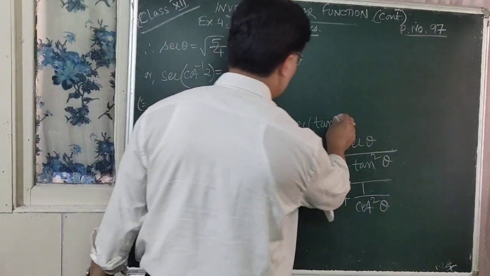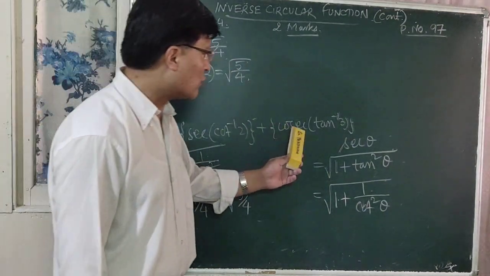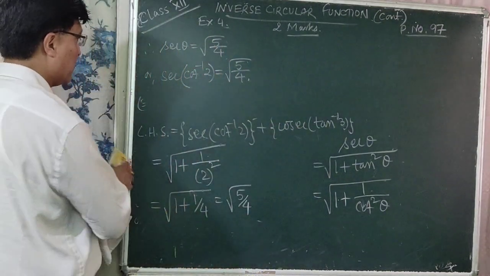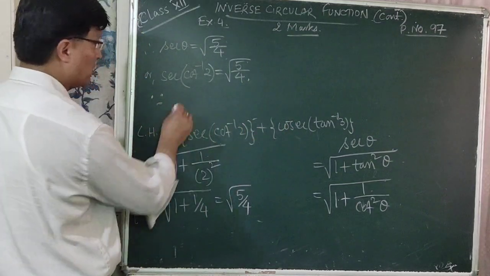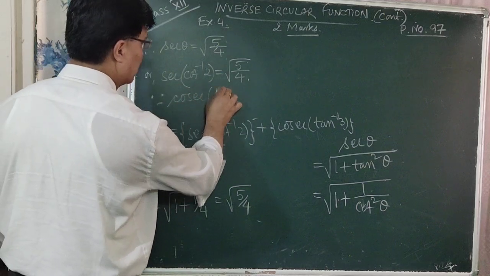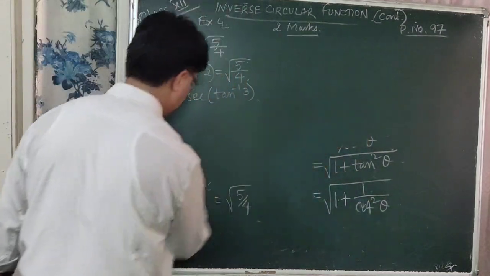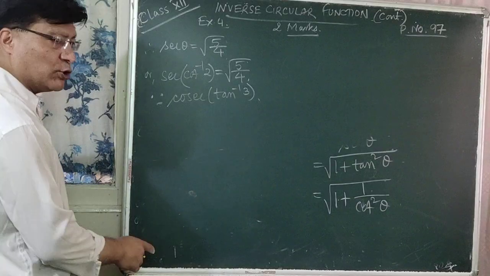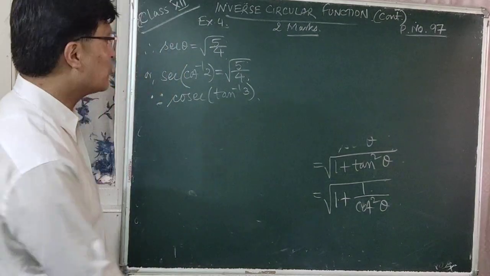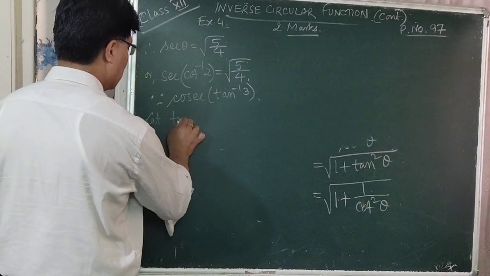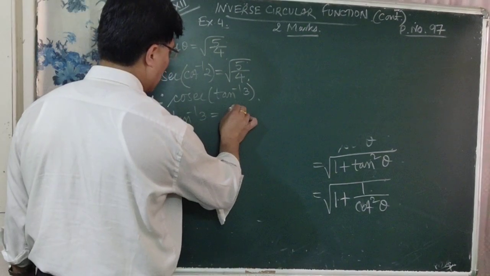So similarly you can get the value for this cosec tan inverse 3 whole square. First of all, get the value for cosec of tan inverse 3. So let us take it outside again. Cosec tan inverse 3. Now let us assume the value for tan inverse 3. Let tan inverse 3 be equal to, what will you write? Let us write it as alpha, right?